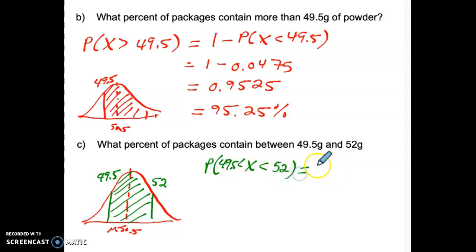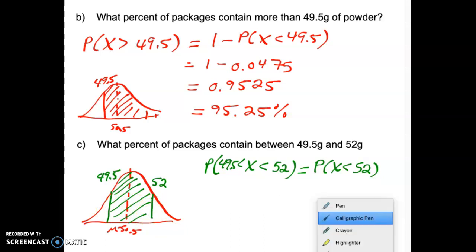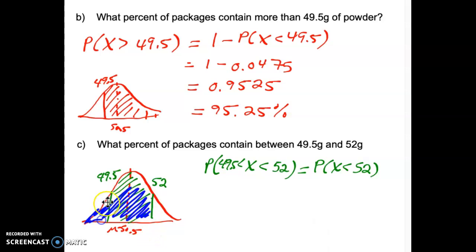So the way that we do that is we actually are going to find the probability of it being less than 52. So that would be this entire region. All the way down there. And because we've overcounted, we're going to subtract this bit. We're going to subtract it being less than 49.5. So we're going to subtract the probability of x being less than 49.5.